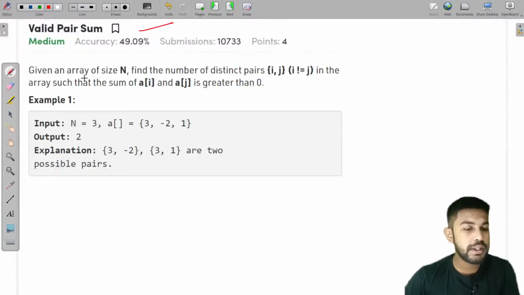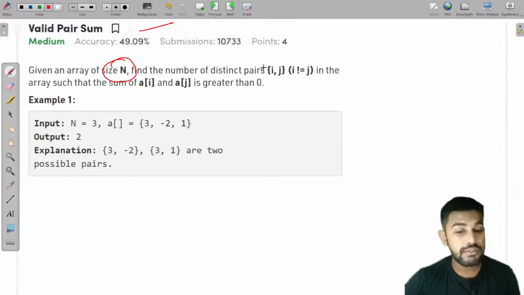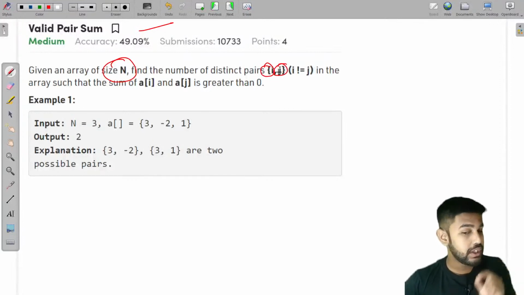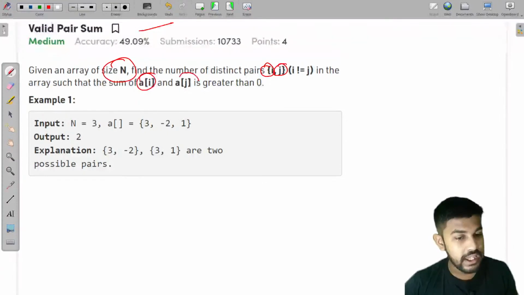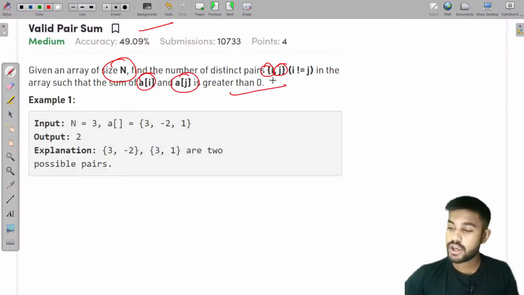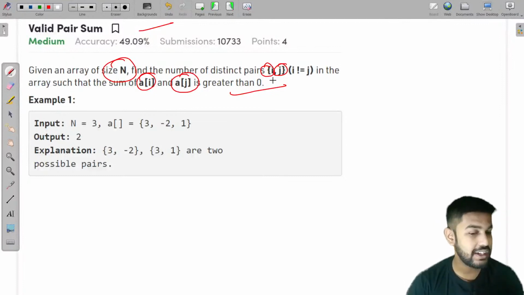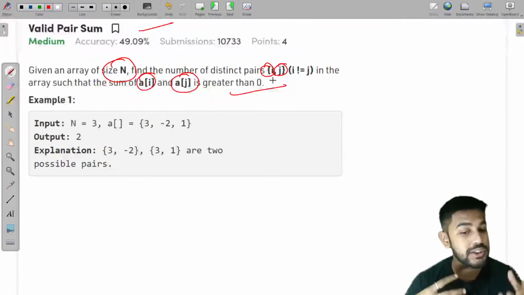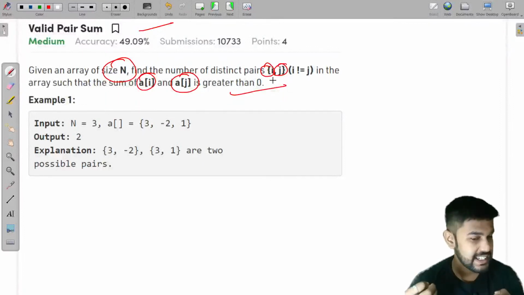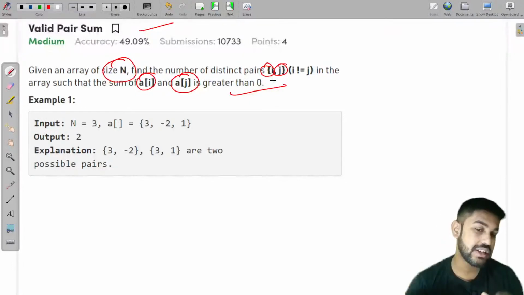In the problem statement, we are given an array of size n, and we need to find the number of distinct pairs i and j, where i shouldn't be equal to j in the array such that ai plus aj is greater than 0. Okay, in simple language, we will be given an array of size n, and we have to find distinct pairs of indexes such that the sum of ai and aj is greater than 0.